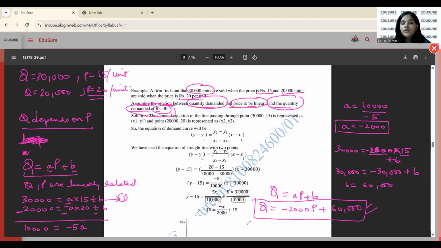So let's see. So quantity demanded will be minus 2,000 into 30 plus 60,000. Okay. So you can see that the quantity demanded will be 0. So in fact, 0 amount of products will be demanded at price 30. So I cannot raise my price to be 30.